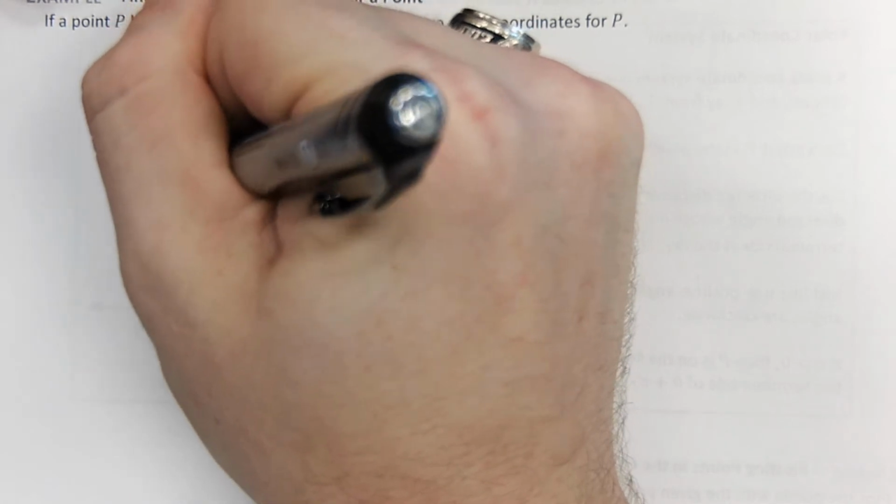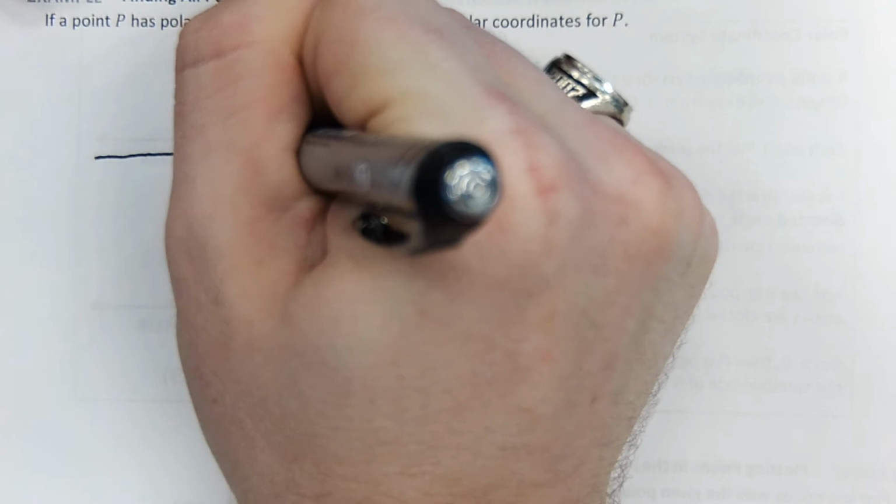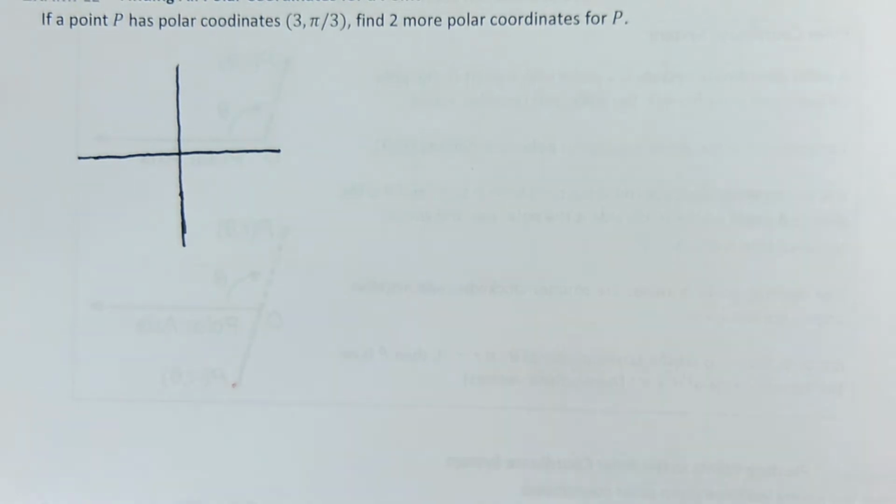Wait, so if on the test you give us polar coordinates, then you gave us one set of polar coordinates, then the max we can find is 3 more. No. Because you could always turn 2 pi and you'd land in the same spot.